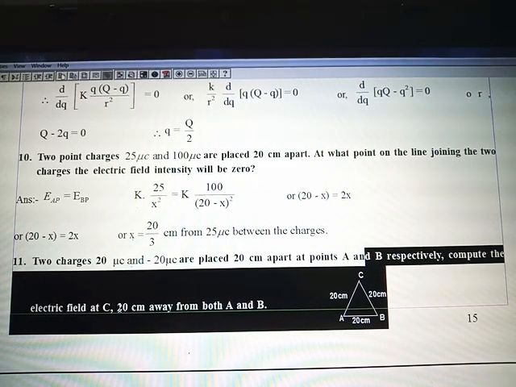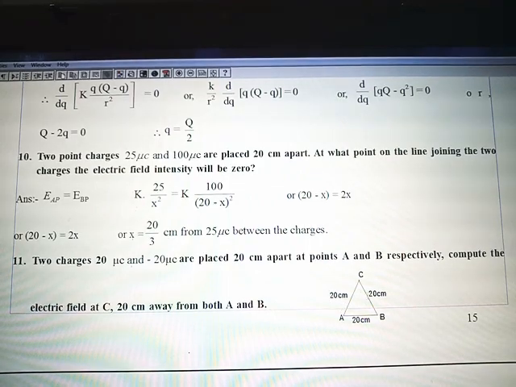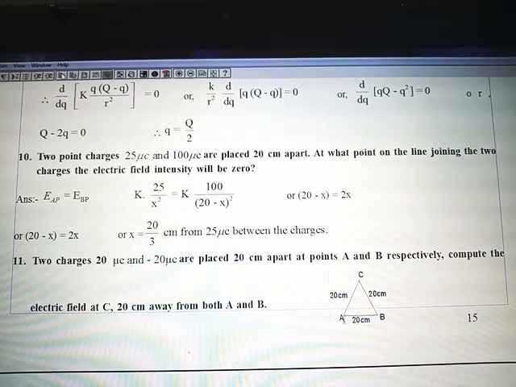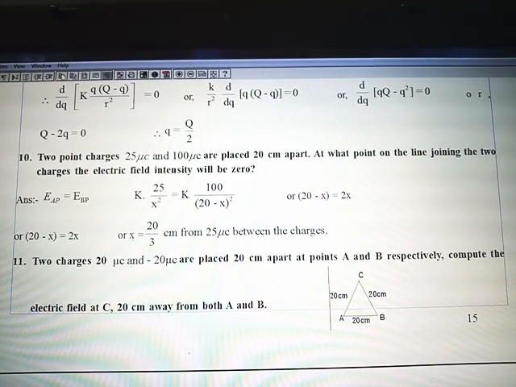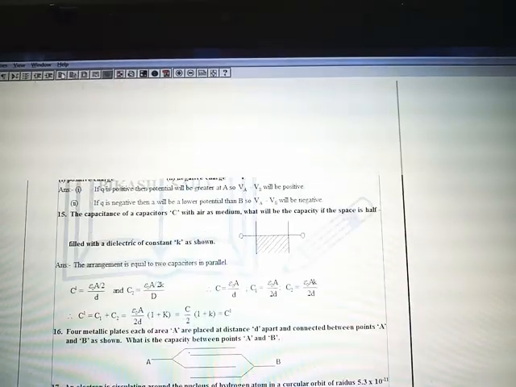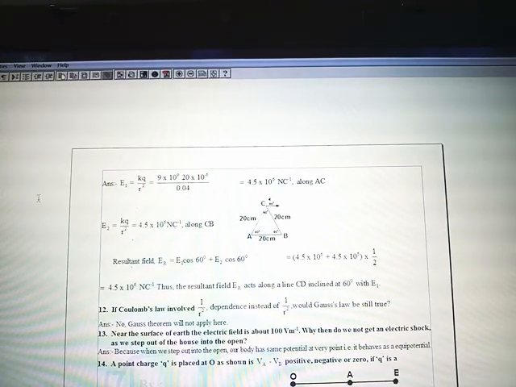Compute means find the electric field at C point, right? 20 centimeter away from both A and B. So you can check 20 centimeters is the distance. Here is also 20 centimeters is the distance. Is it right? Given to you. So when we find the answer, is it right? Just check the answer here. So you can check the answer is here.